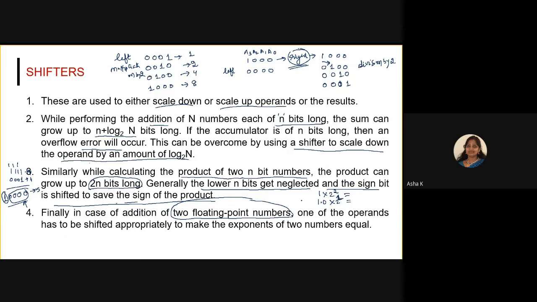What we do is consider both numbers with the same exponent. Convert the first number into 0.1 into 2 to the power 1, and the other number is already 1.0 into 2 to the power 1. We scale down this number to 0.1 into 2 to the power 1 with the help of the shifters. Then we perform the addition: 2 to the power 1 remains the same, 1 plus 0 is 1, and 0 plus 1 is 1. The final result is 1.1 into 2 to the power 1. So in such cases we use shifters.